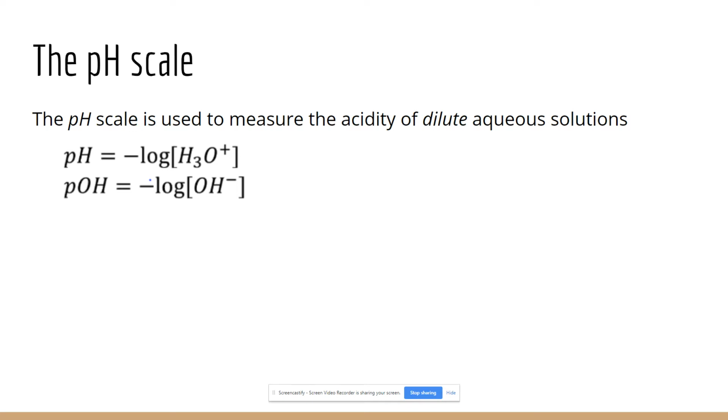The reason I say dilute aqueous solutions is because you can, of course, plug in values that will get you things outside of the range of 0 to 14. At that point, a pH meter just doesn't do a very good job anymore. So it doesn't really make sense to use the pH scale outside of the spectrum of 0 to 14. So we're going to use it for dilute aqueous solutions. This will not work if you have 16 molar sulfuric acid.